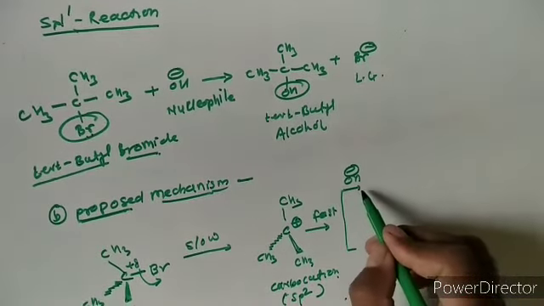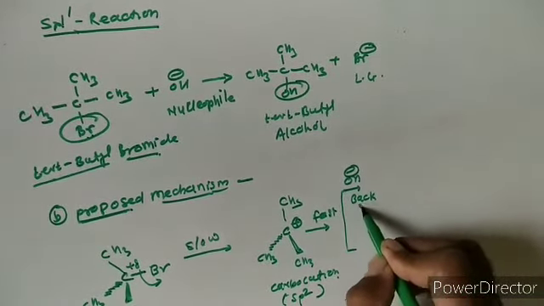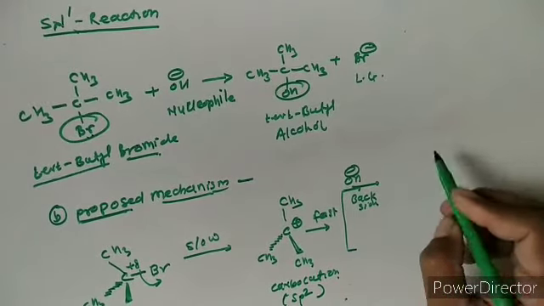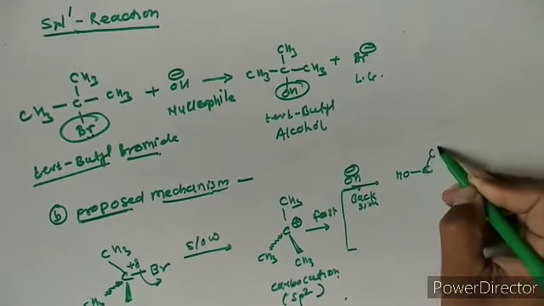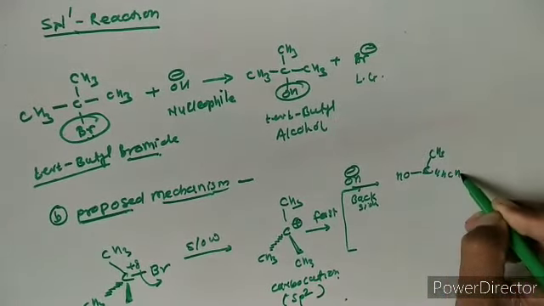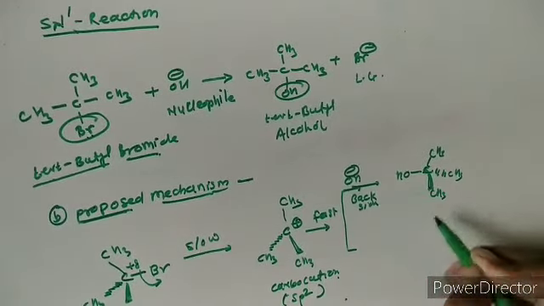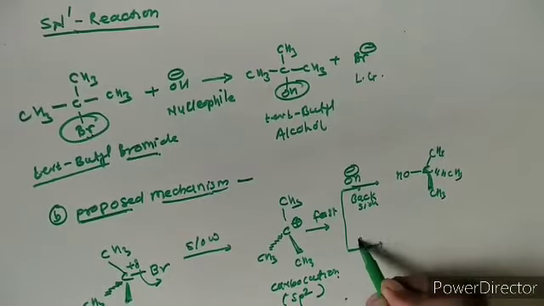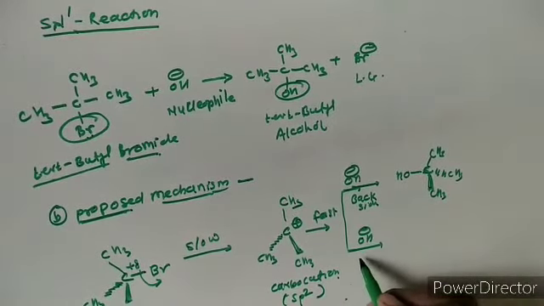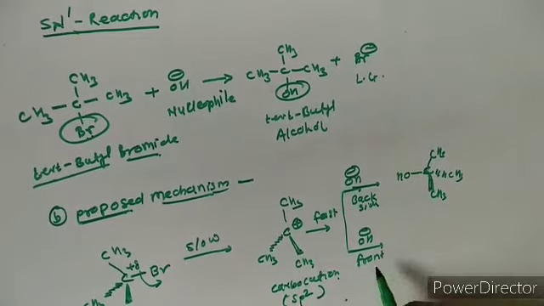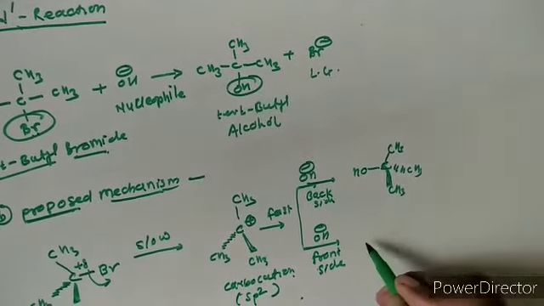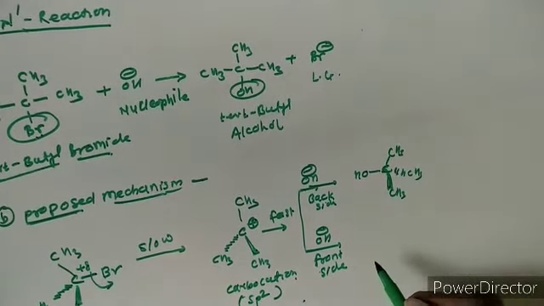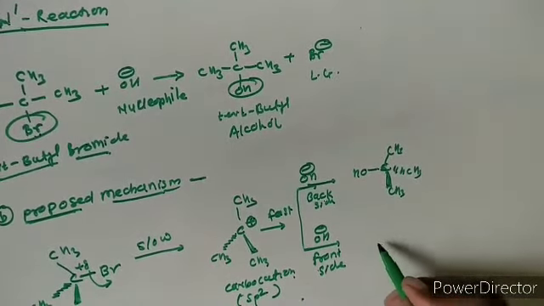Okay, if we consider backside attack, then there is an inversion in configuration, as in the case of SN2 reactions. Another possibility is attack of the nucleophile from the front side. Front side means where the leaving group was. If front side attack takes place, then there is a retention in configuration.